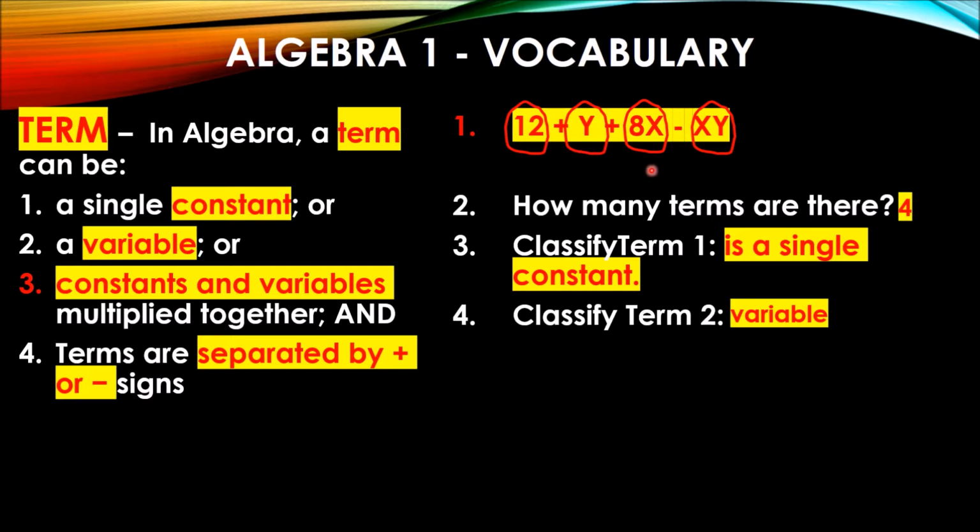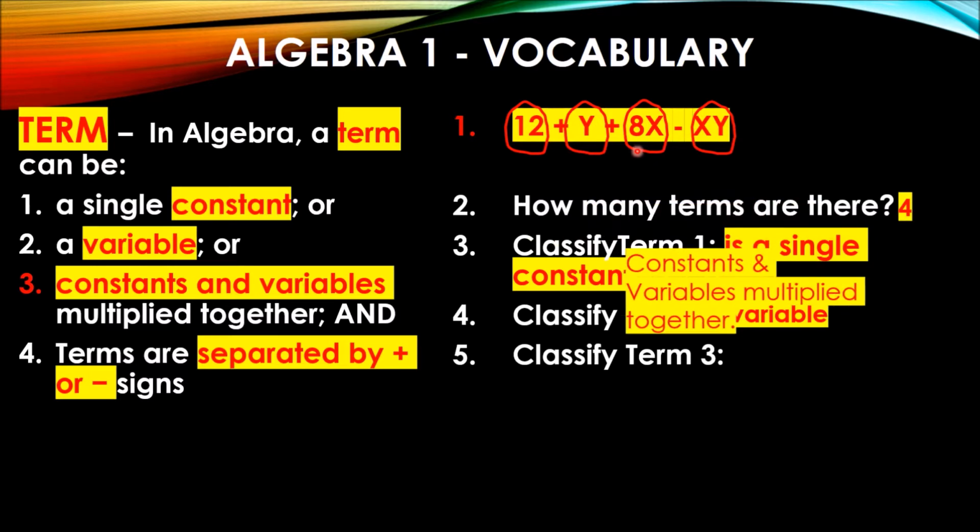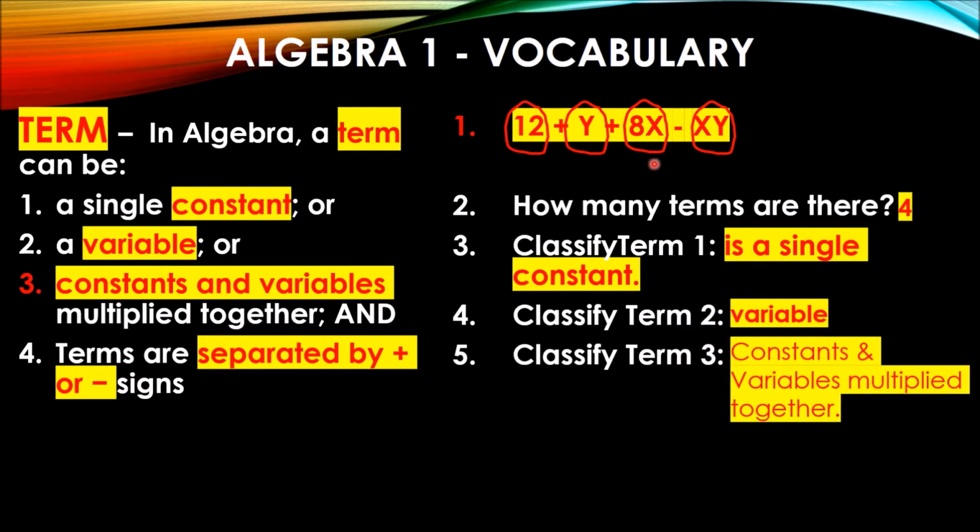Okay, term number 3 is 8x. So notice this time I have a constant which is 8, and I have a variable which is x. So what I have is constants, which is 8, and variables, which is x, and they're being multiplied together. So 8x means 8 times x. Notice that 8 is a constant, but it's also a coefficient, because coefficients are the constant in front of a variable. That 8 is a constant, the x is a variable, therefore 8 is a coefficient.